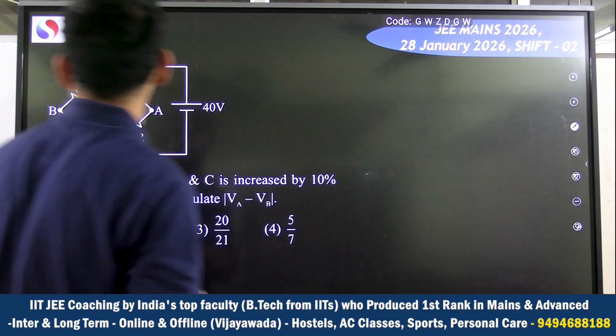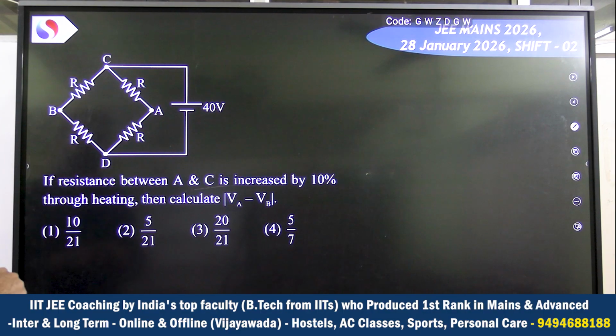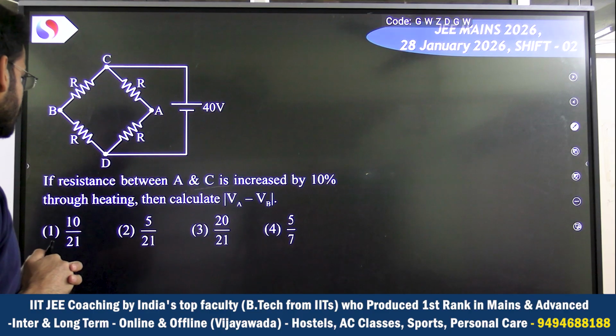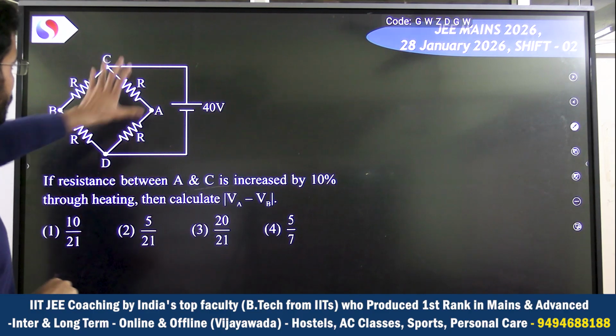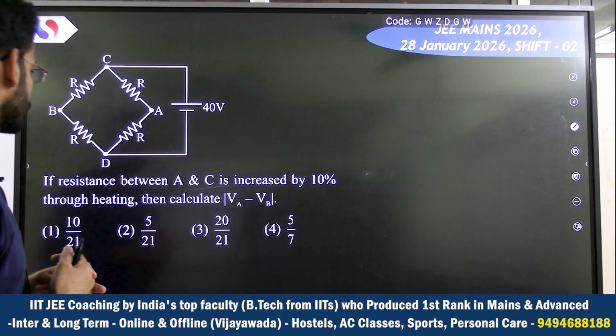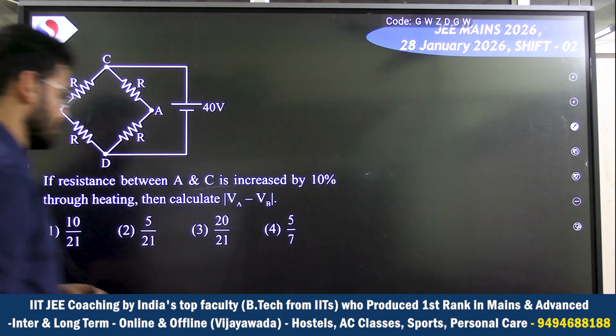Next, so next you have this question. Okay, 4 equal resistors are there, 40 volt. Okay, if the resistance between A and C is increased by 10% through heating, then calculate VA minus VB.